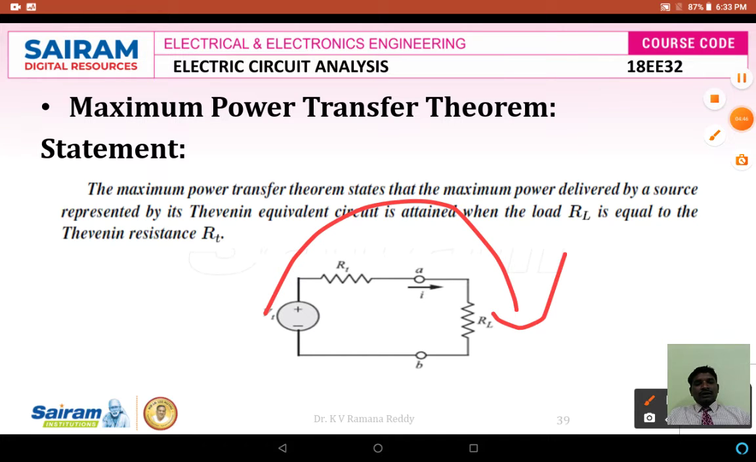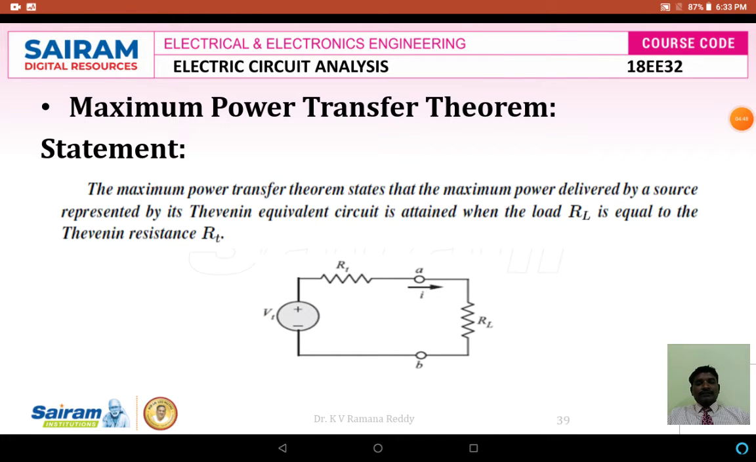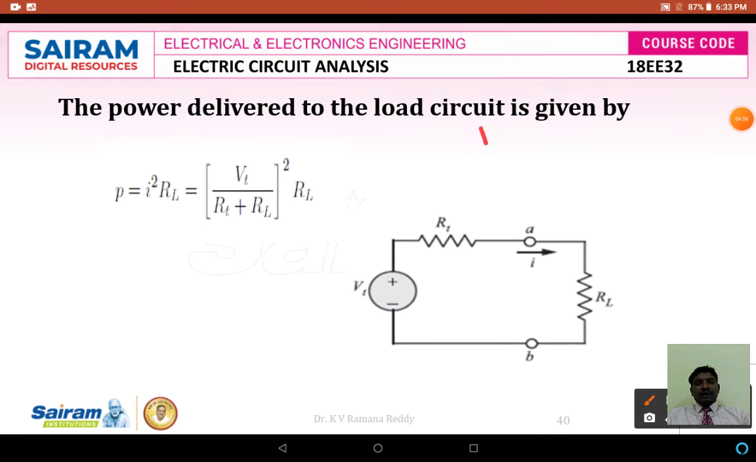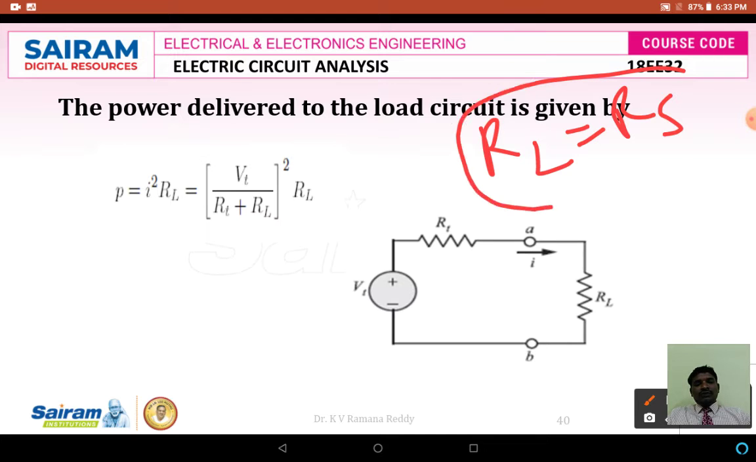The equivalent circuit of the maximum power transfer theorem is equal to the equivalent circuit of Thevenin's theorem. Let us check that. As I told you, the maximum power is delivered from source to the load when the load resistance is equal to the source resistance. So there is a need to show the proof that the RL value is equal to the RS value.